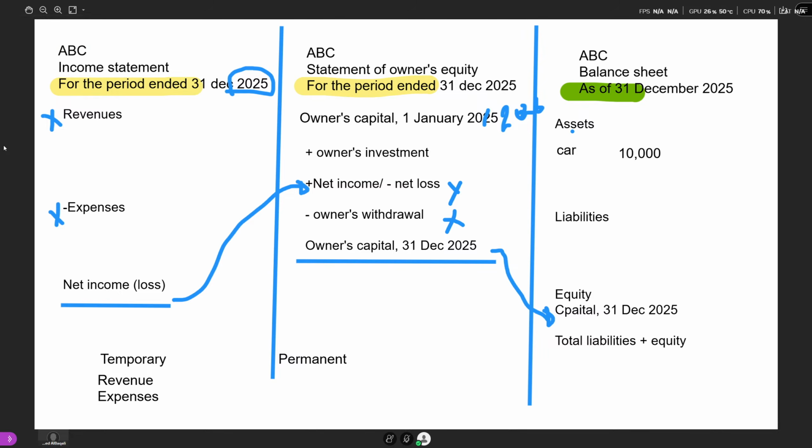For this statement of owner's equity, we said net income is only relevant for this accounting period, but we know that net income is nothing but revenues and expenses. The other temporary item that we have here is the owner's withdrawals.